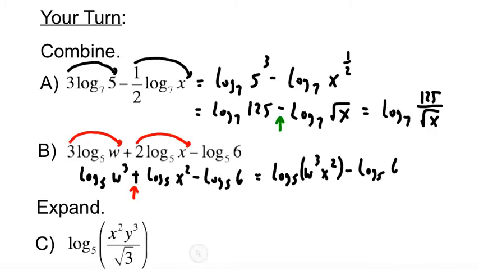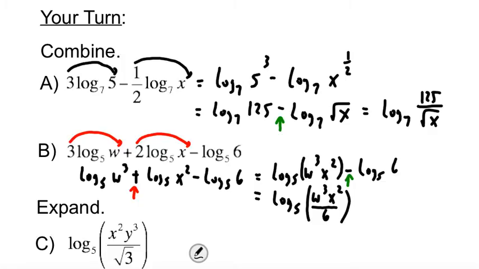Now I'm seeing I've got this subtraction sign in between. What does subtraction mean with logs? That means division. So let's put it together as a single log now using division. So I've got w to the third times x squared over 6. So there it is as a single log.